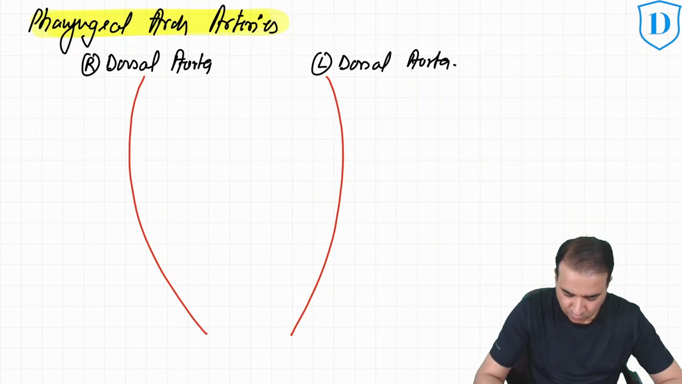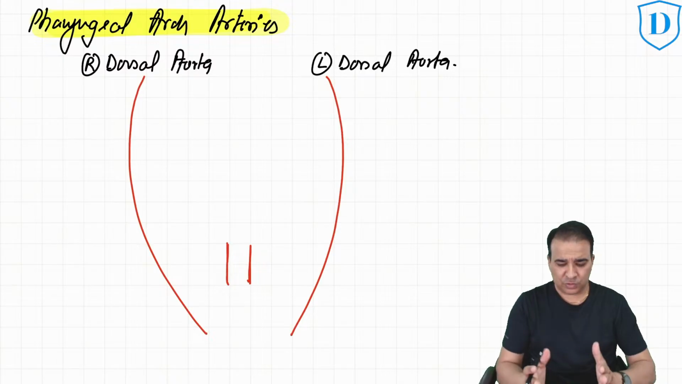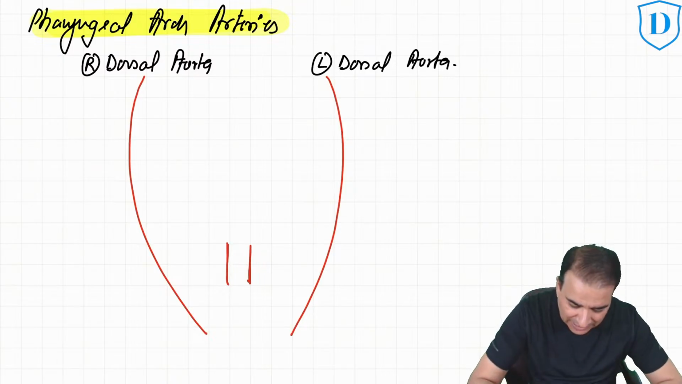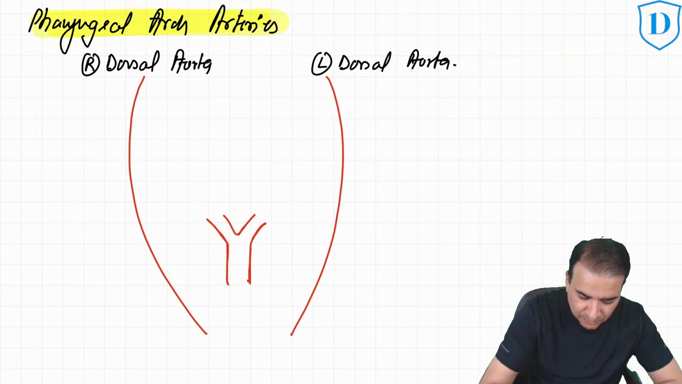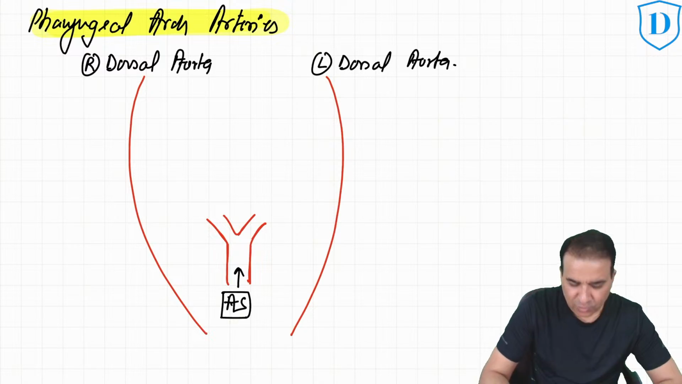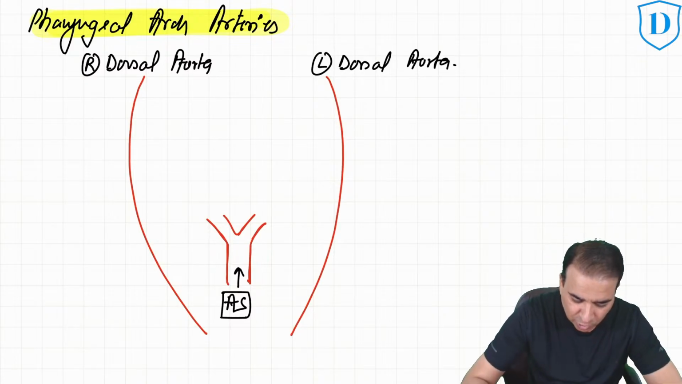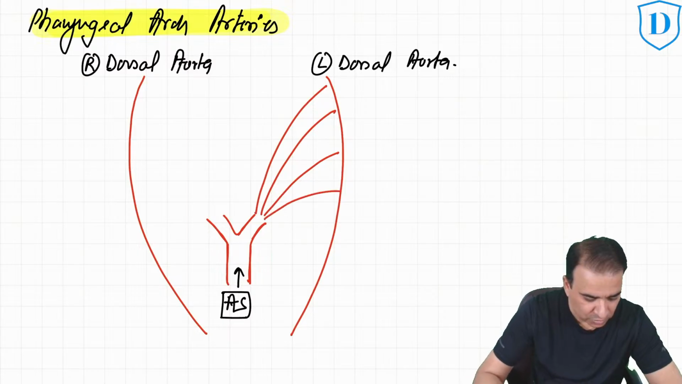Then you'll see that there is the cranial end of the heart tube. At the cranial end of the heart tube, there is a truncus arteriosus. From that truncus arteriosus comes the aortic sac, and the aortic sac will divide into the right horn and the left horn. I'm writing AS for the aortic sac. This right and left horn of the aortic sac are connected to the dorsal aorta by 6 pharyngeal arch arteries: first, second, third, fourth, fifth, and sixth.